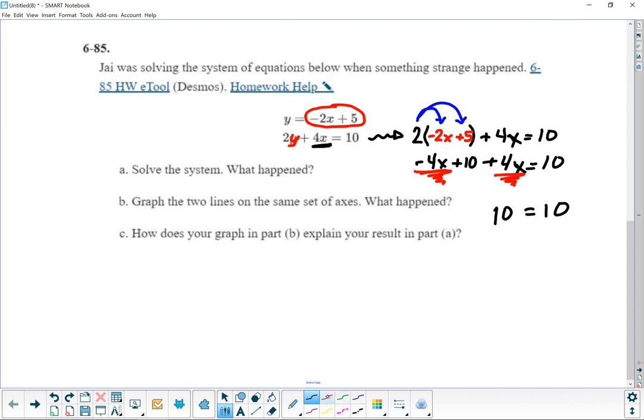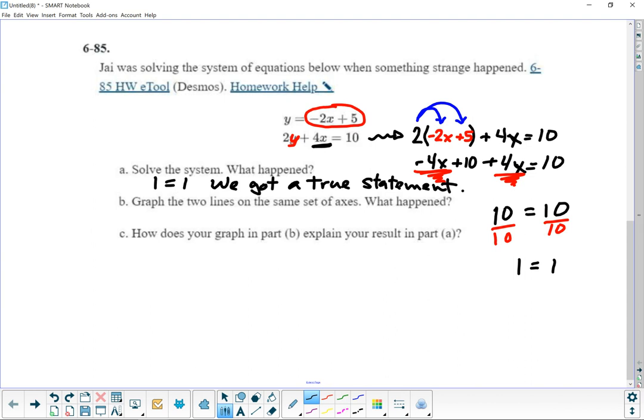And if you wanted to, you can even divide by 10, and you will get 1 equals 1, which we also know is true. Okay? So solve the system. We get 1 equals 1, or 10 equals 10. What happens? What happened is we got a true statement.